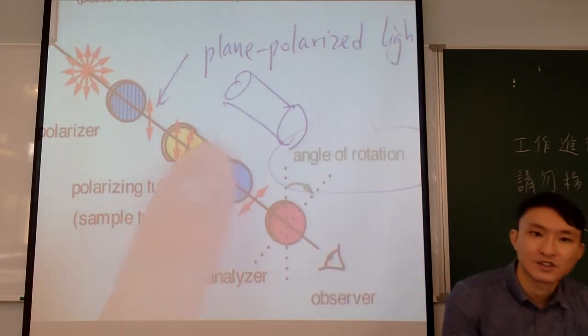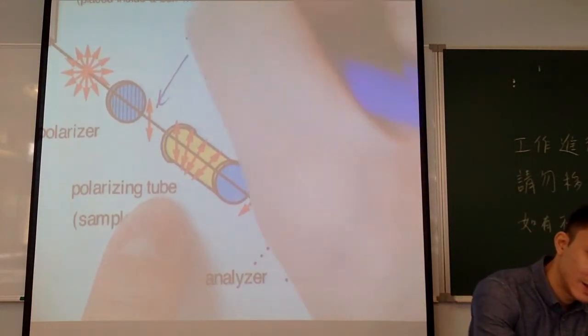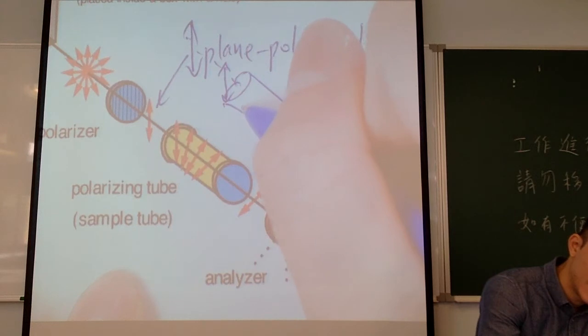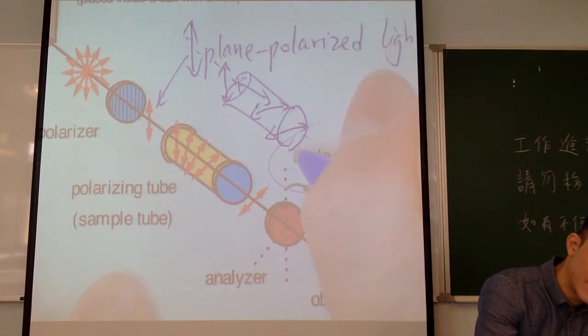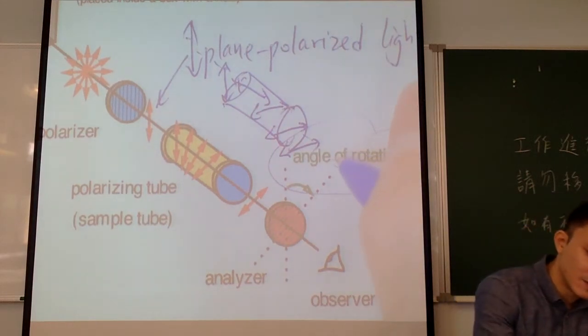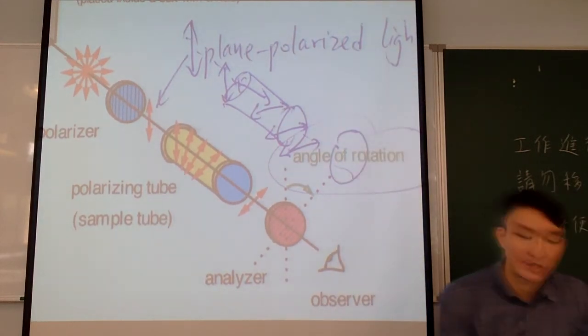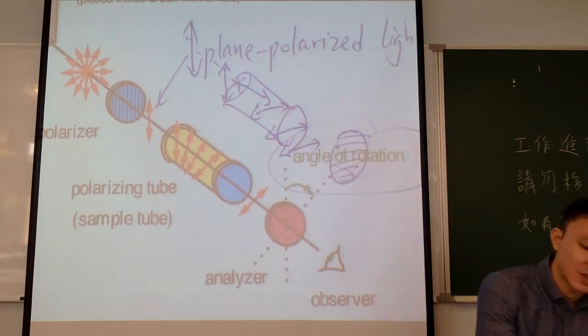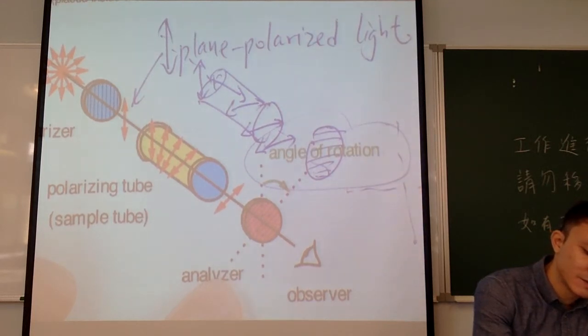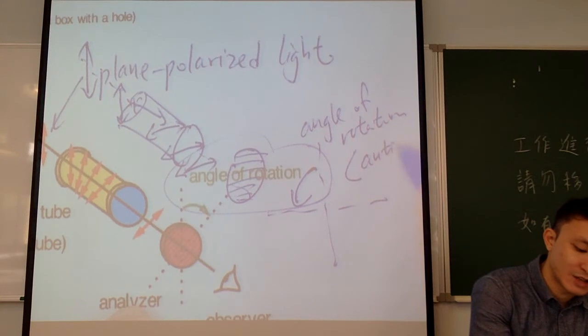Imagine you have another tube here. So this time, the plane polarized light will rotate it this way. So probably the one coming out will rotate it in another way around. So this time you may need to use another analyzer with the slit aligning in this direction rather than this direction. Then you are able to register the angle of rotation of an anti-clockwise direction.